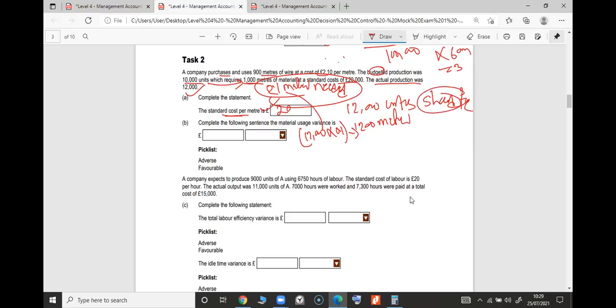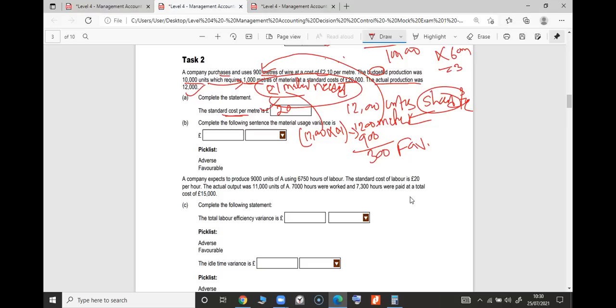Can you see the wording? Very important. It should. But how much did it take? How many meters did it take? Tell me. 900. Well done. 900 meters it did take. So it should take 1,200, 900 it took. Good or bad? Yeah, so it's favorable. Well done. 1,200 minus 900 is 300, favorable. Thank you, Omid.